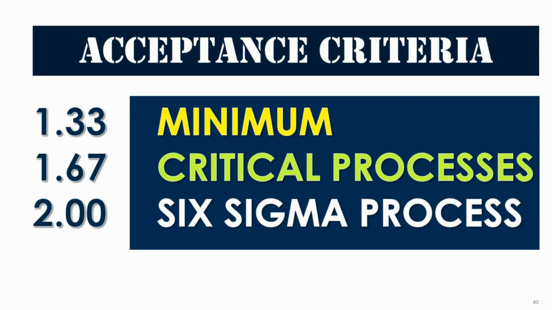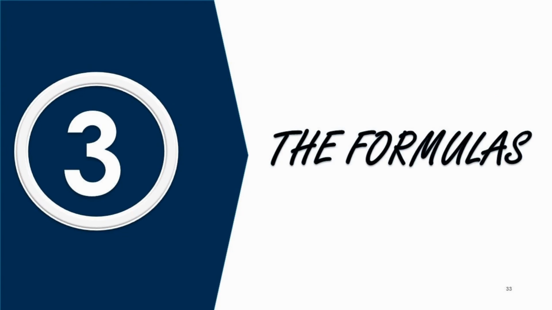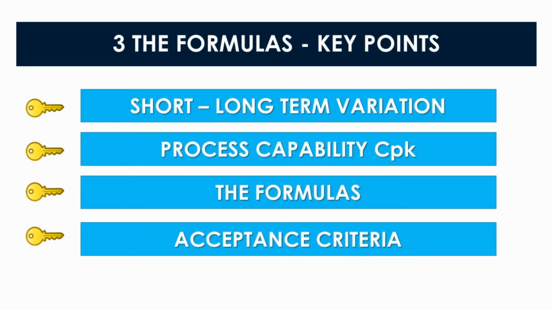Okay, so what we learned in section 3, the formulas. We review the short-term and long-term variation. We review what potential, capability, and the CPK mean. We review the formulas for both of these criteria and the acceptance criteria.